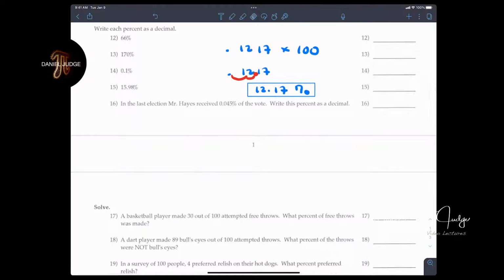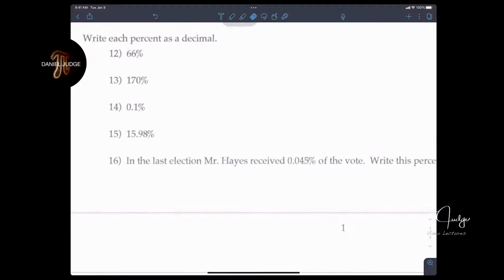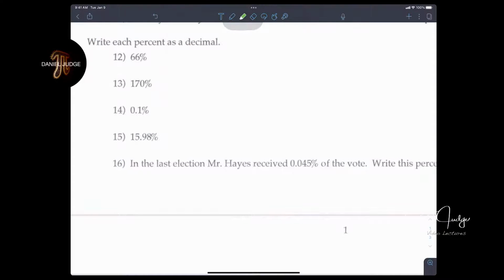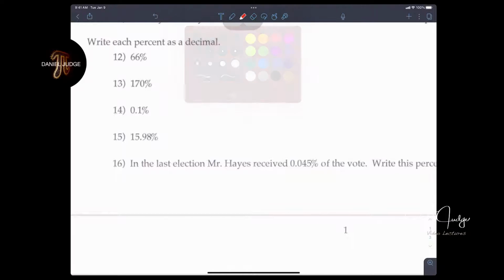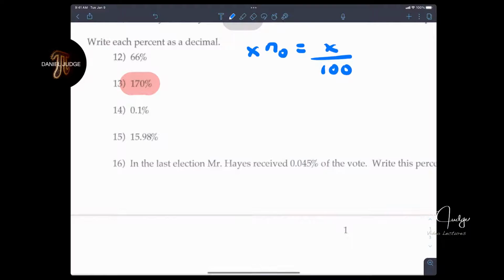Okay. Now let's look at number 13. Number 13 is the reverse process. Write each percent as a decimal. They gave you a percent, 170%. Now, how you do that is to really remember, even though it's in the video, the definition of X percent is X over 100. So 170% we write as 170 divided by 100.